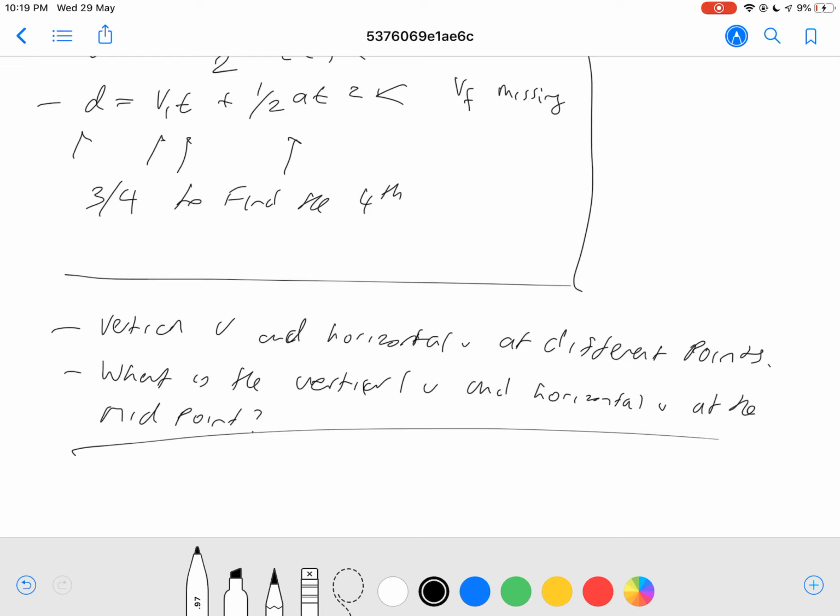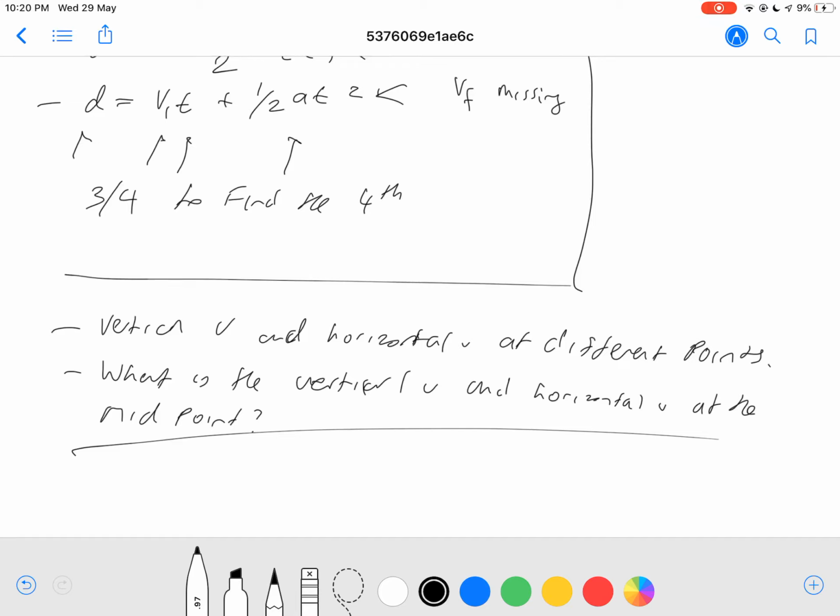So I'm just going to run through these types of questions real quick. At the midpoint, the vertical velocity is 0, because gravity is acting downwards. The horizontal velocity is always constant, so it will be the same as what it started with. Whatever the horizontal velocity was initially, it will be the same at the midpoint, because there are no horizontal forces acting. That's basically that question.